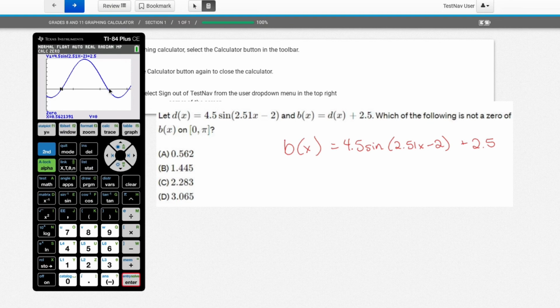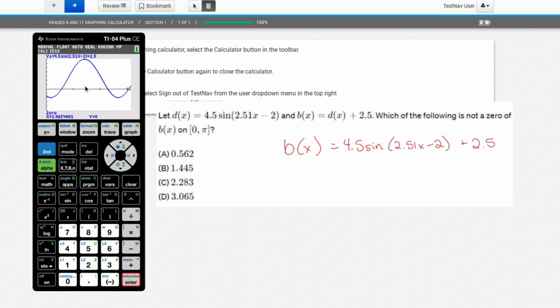Now to find the second one over here, which is going to be 2 point something, we hit second calc, we hit zero again, and go just to the left of where it crosses the x-axis, hit enter. Go to the right of where it crosses the x-axis, hit enter. For guess, hit enter. Now C is no longer an option that I want because 2.283 is a zero and I want the one that is not a zero. So let's find this 3 point whatever it is. Second calc zero. Let's go just to the left of it, just to the right of it, in the little space that I have, hit enter, 3.065.